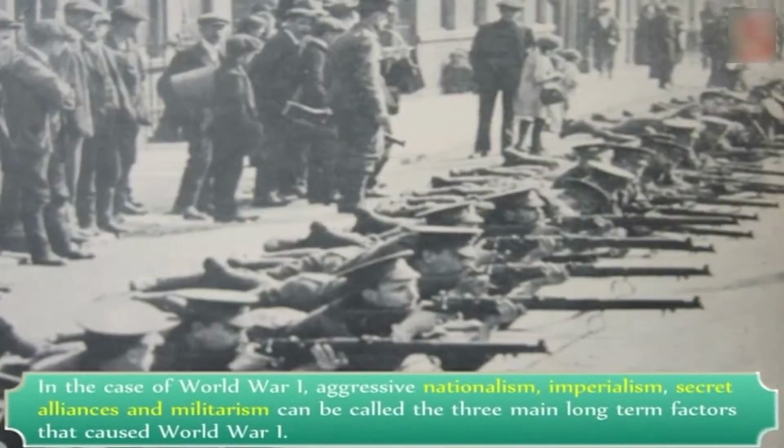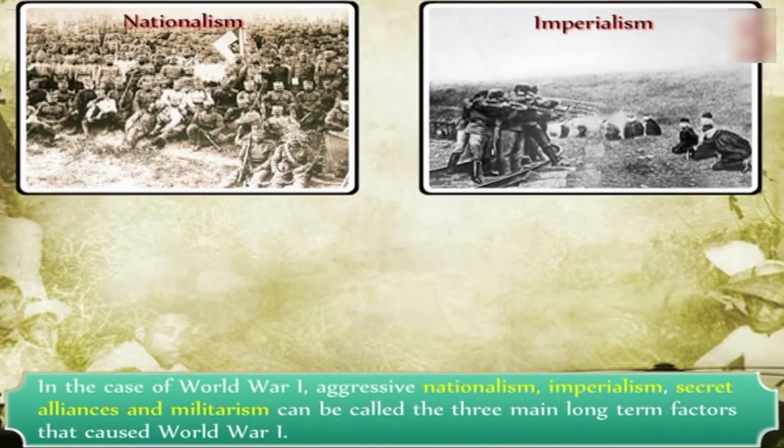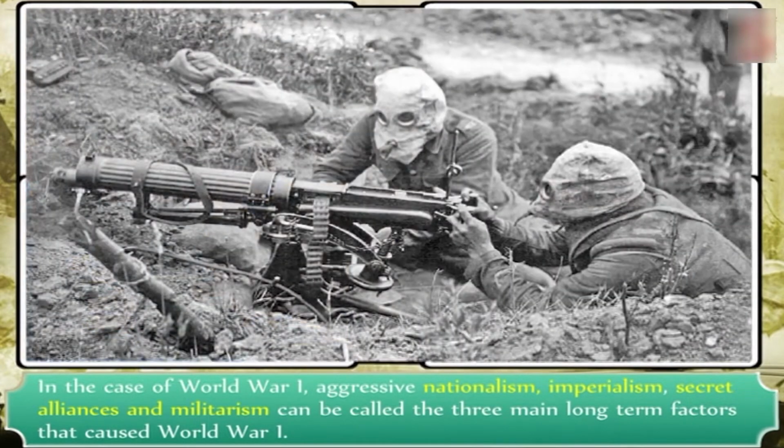Now that we have seen the immediate provocations of both the world wars, let us see what the long-term causes of these wars were. In the case of World War I, aggressive nationalism, imperialism, secret alliances, and militarism can be called the main long-term factors that caused World War I.